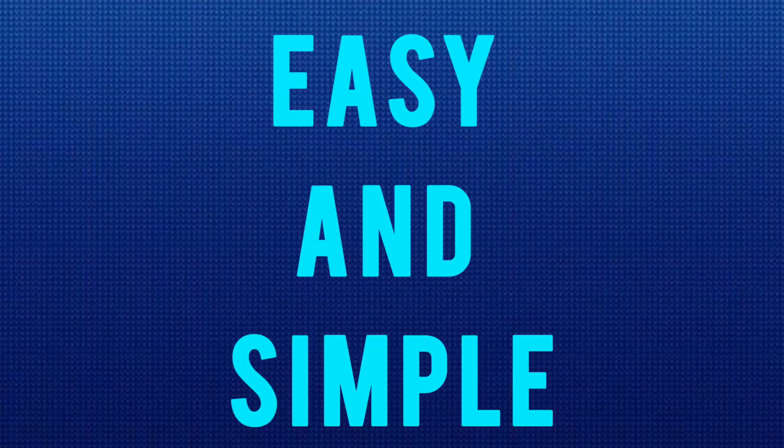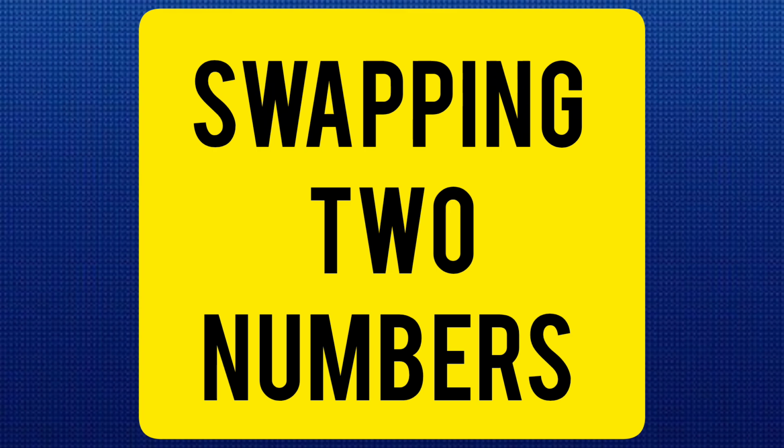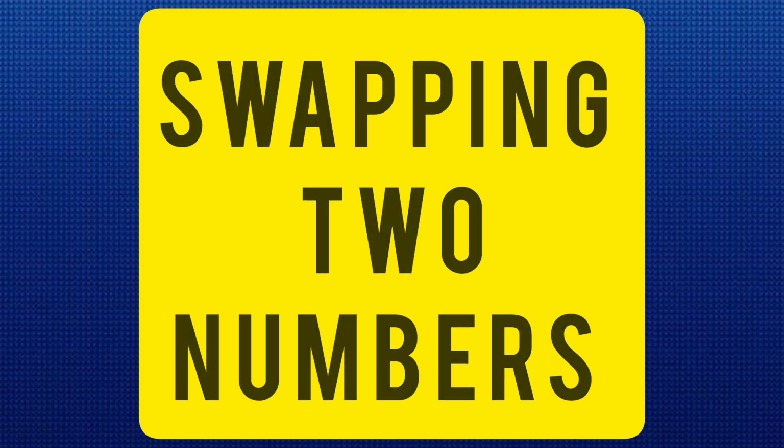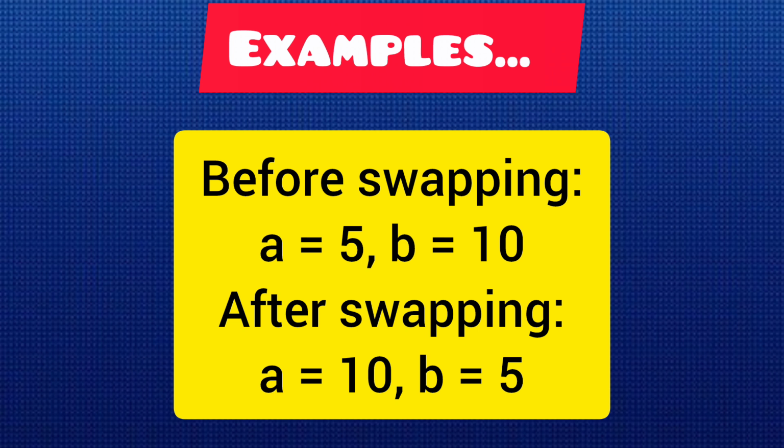Hello everyone. Today I'm going to explain a simple and important Python problem, that is how to swap two numbers using a temporary variable. First, swapping means exchanging the values of two variables. For example, before swapping a equal to 5, b equal to 10. After swapping a equal to 10, b equal to 5. So basically the values change places.